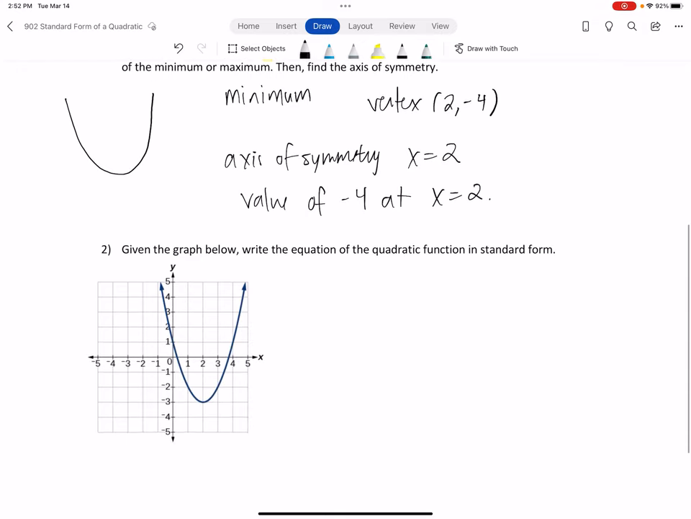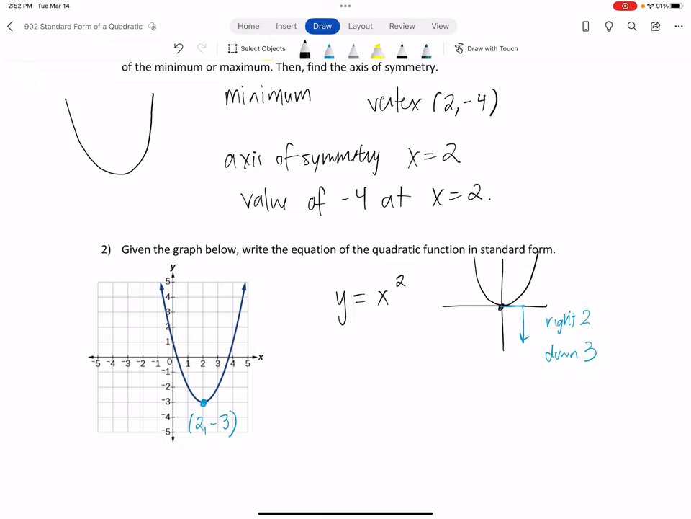Okay, so here's one where we have the graph and we're trying to write the equation. Well, notice that we see the vertex here at the point (2, negative 3). So remember, a quadratic at the origin would be y equals x squared. This one that we have moved right 2 and down 3. We want that a in front to still be 1 because it's opening up.